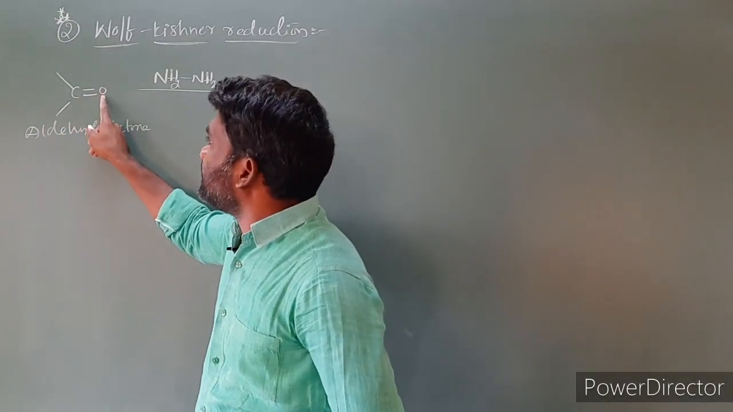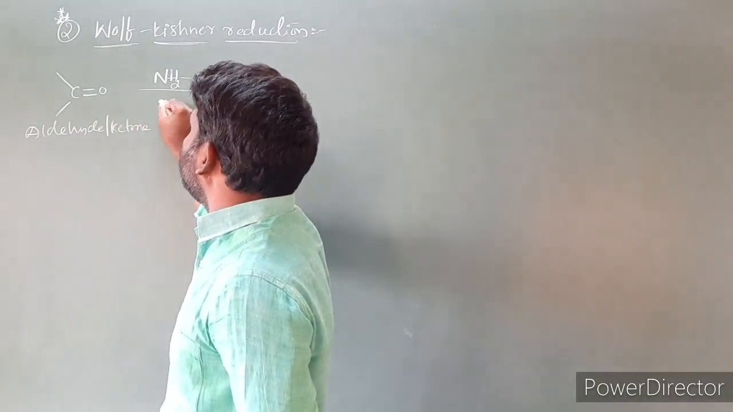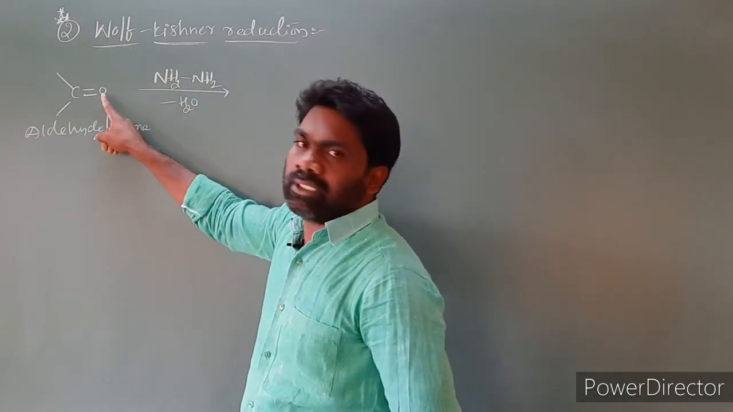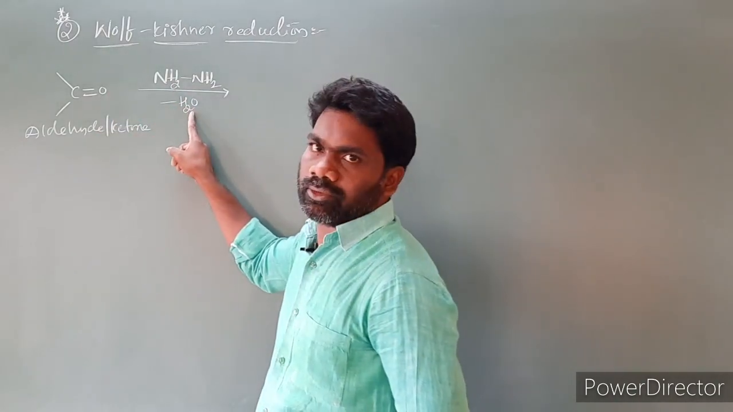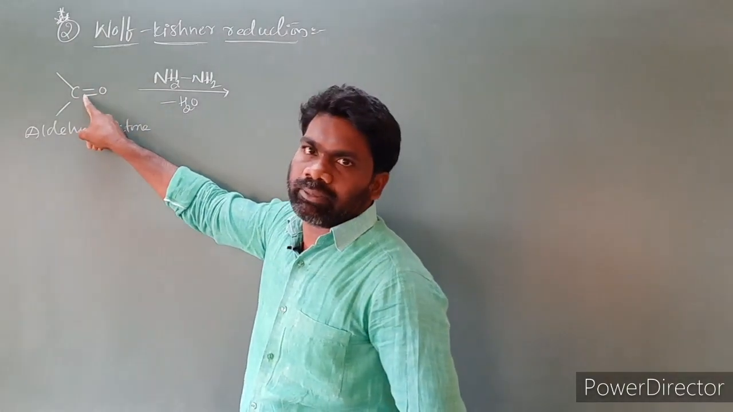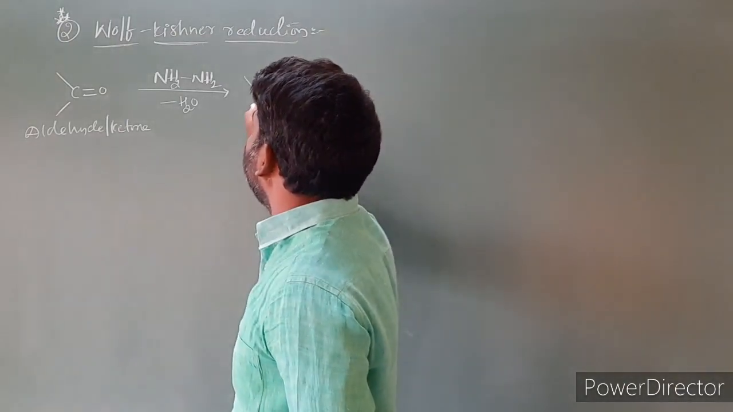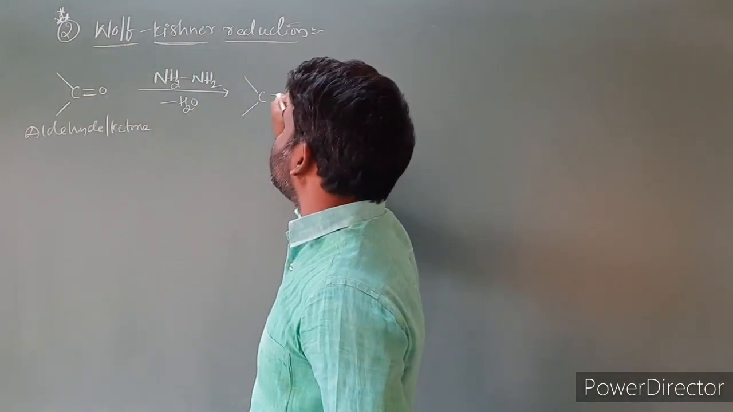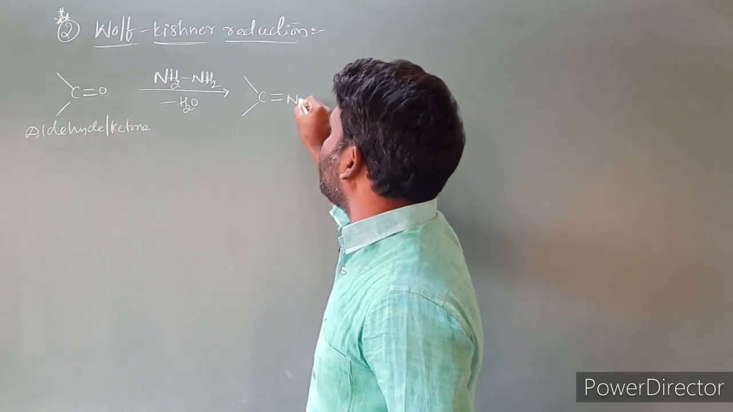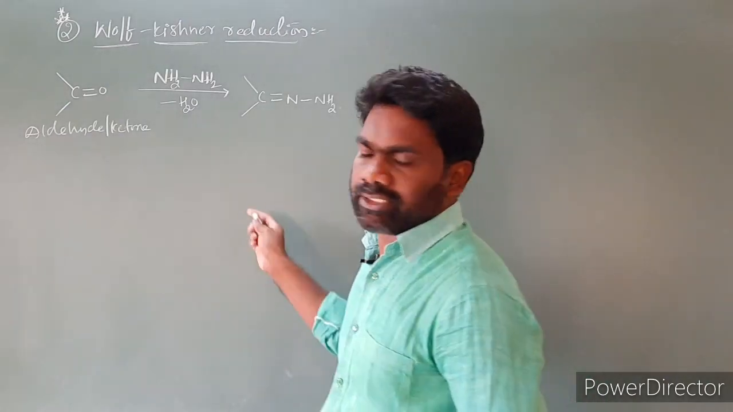This oxygen and these two hydrogens are lost in the form of a water molecule. And this nitrogen we have to join to this carbonyl carbon through a double bond. Then the product is C=N. This double bond remains the same. This nitrogen we attach to the double bonded carbon, and the remaining part is NH2. So this is the product from this reaction.